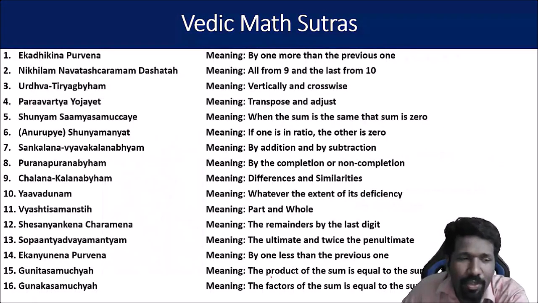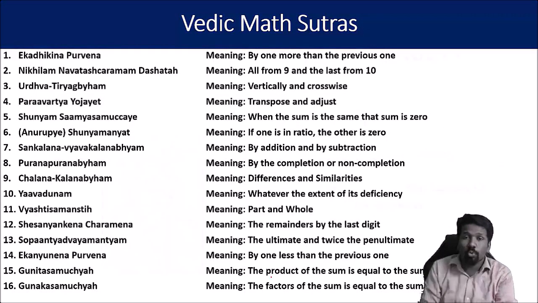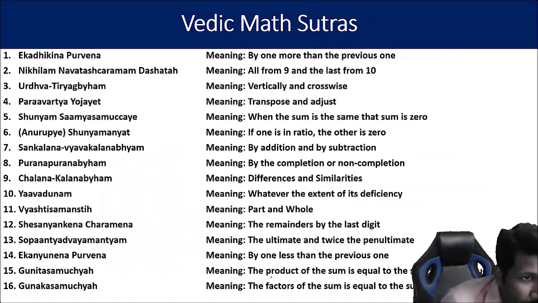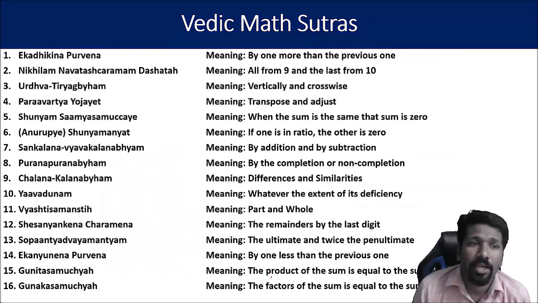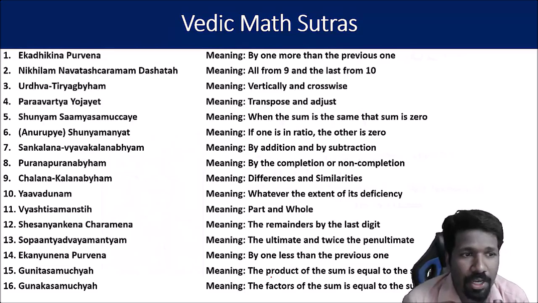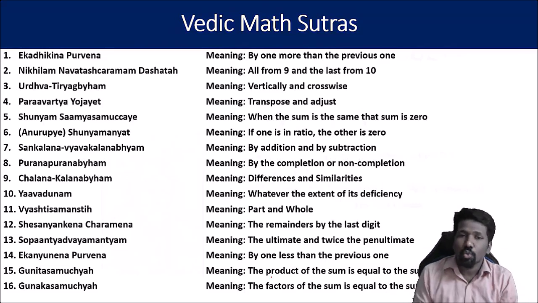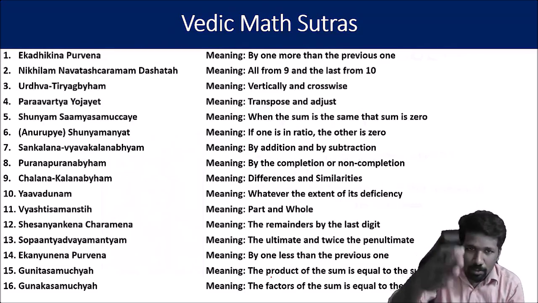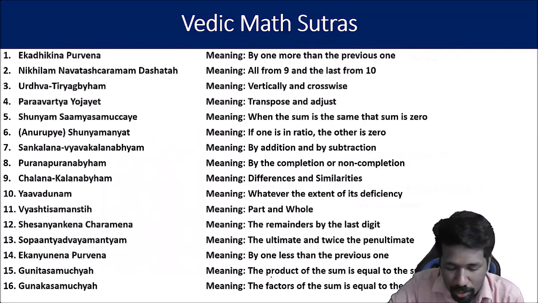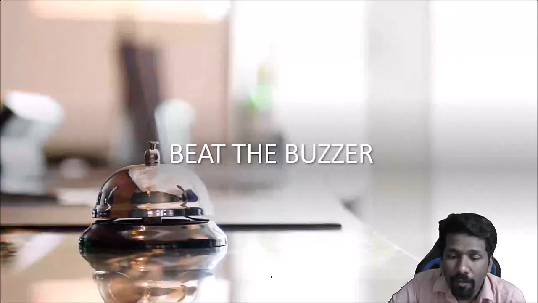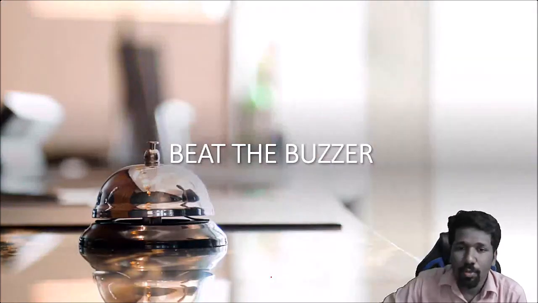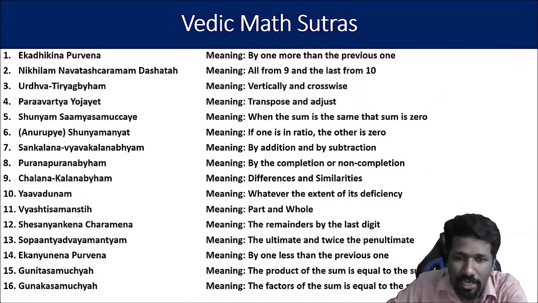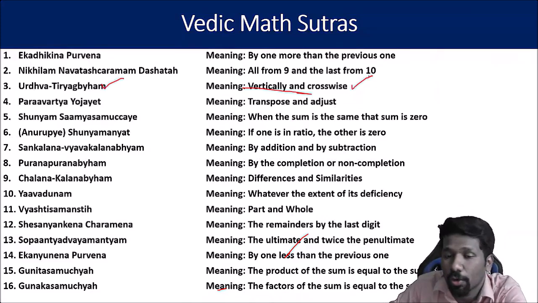So in Vedic maths, there are 16 sutras. Sutras means formula. Ekadikena Purvena, Nikhilam Navatashcharamam Dashatah, Urdhva Tiryagbhyam. Likewise, there are 16 sutras. The meanings of the sutras are also given here. One of the sutras among these will be used for today's technique. This is called vertically and crosswise. Urdhva Tiryagbhyam, or vertically and crosswise.